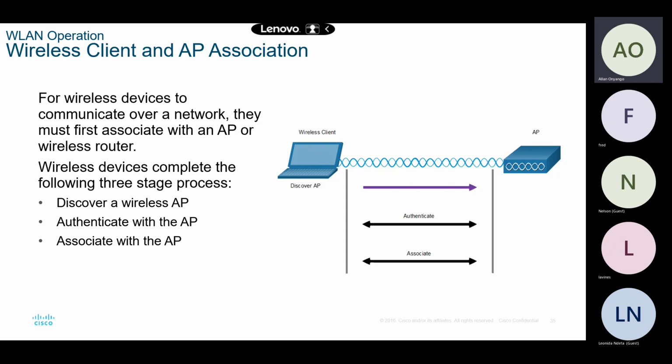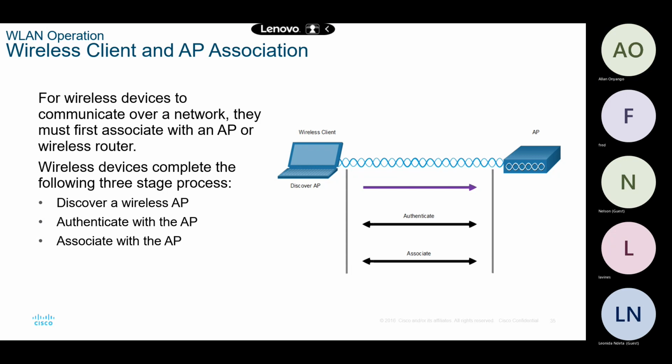Now, what happens when a wireless client, like your mobile phone, wants to access a wireless network? For them to communicate with that network, they must first do what? The first thing is to associate with the access point or your wireless router. To associate, it needs to first discover the wireless access point, by, of course, seeing the name or the SSID, the service set identifier.